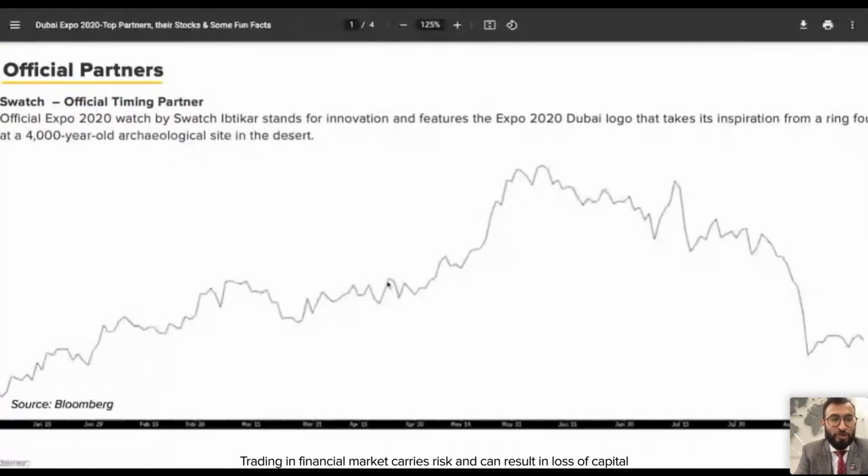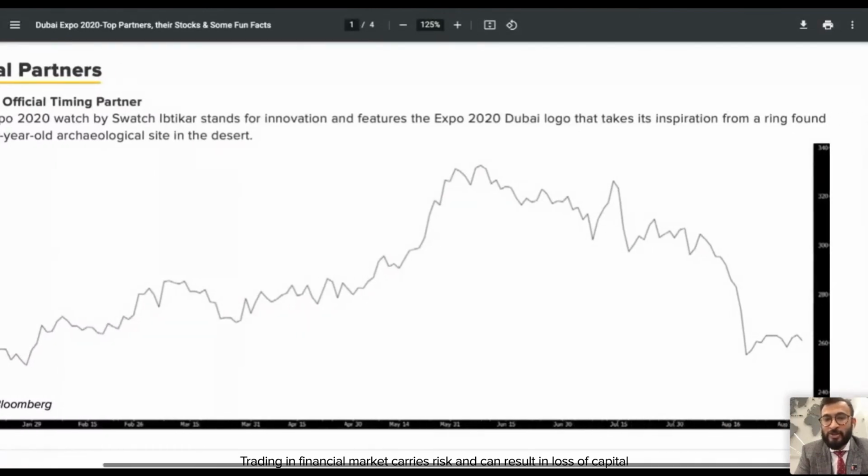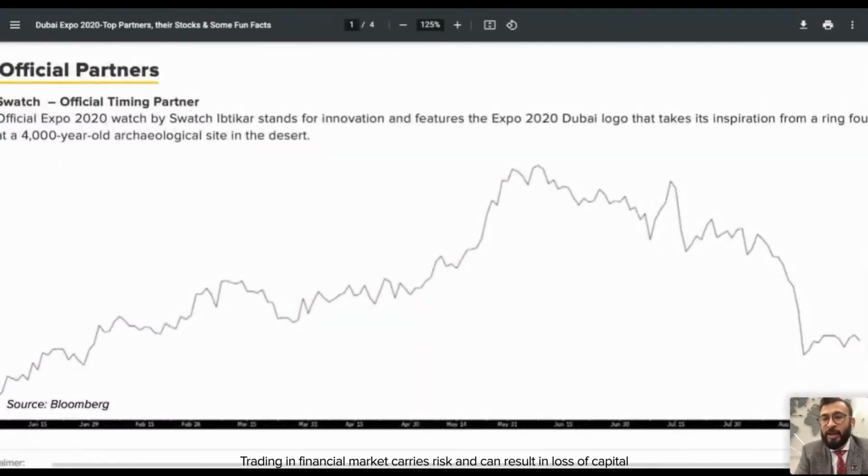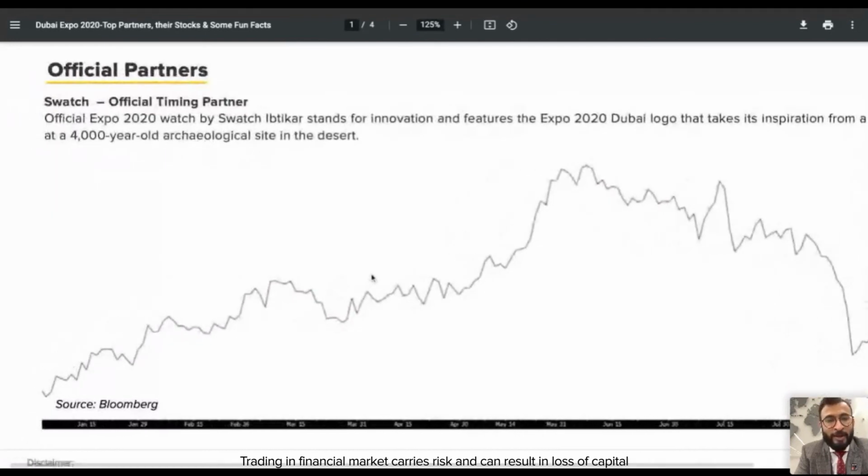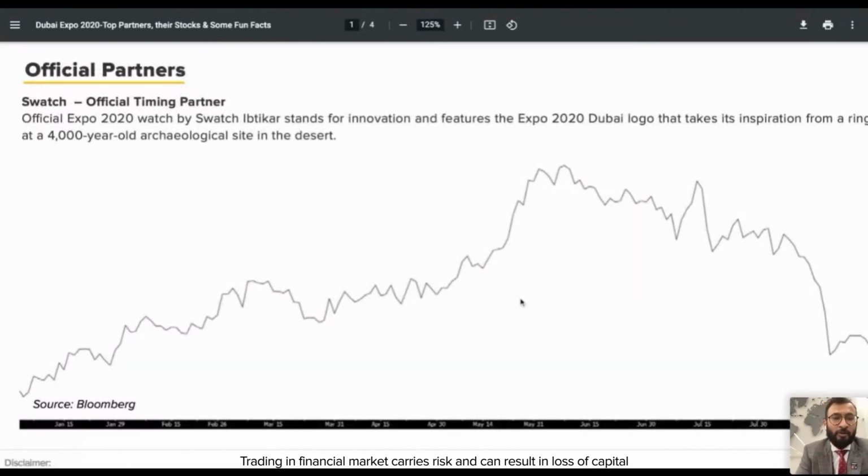Swatch, which is the official timing partner. Official Expo 2020 watch is by Swatch. It stands for innovation and features. That Expo 2020 Dubai logo takes its inspiration from a ring found at a 4,000-year-old archaeological site in the desert.